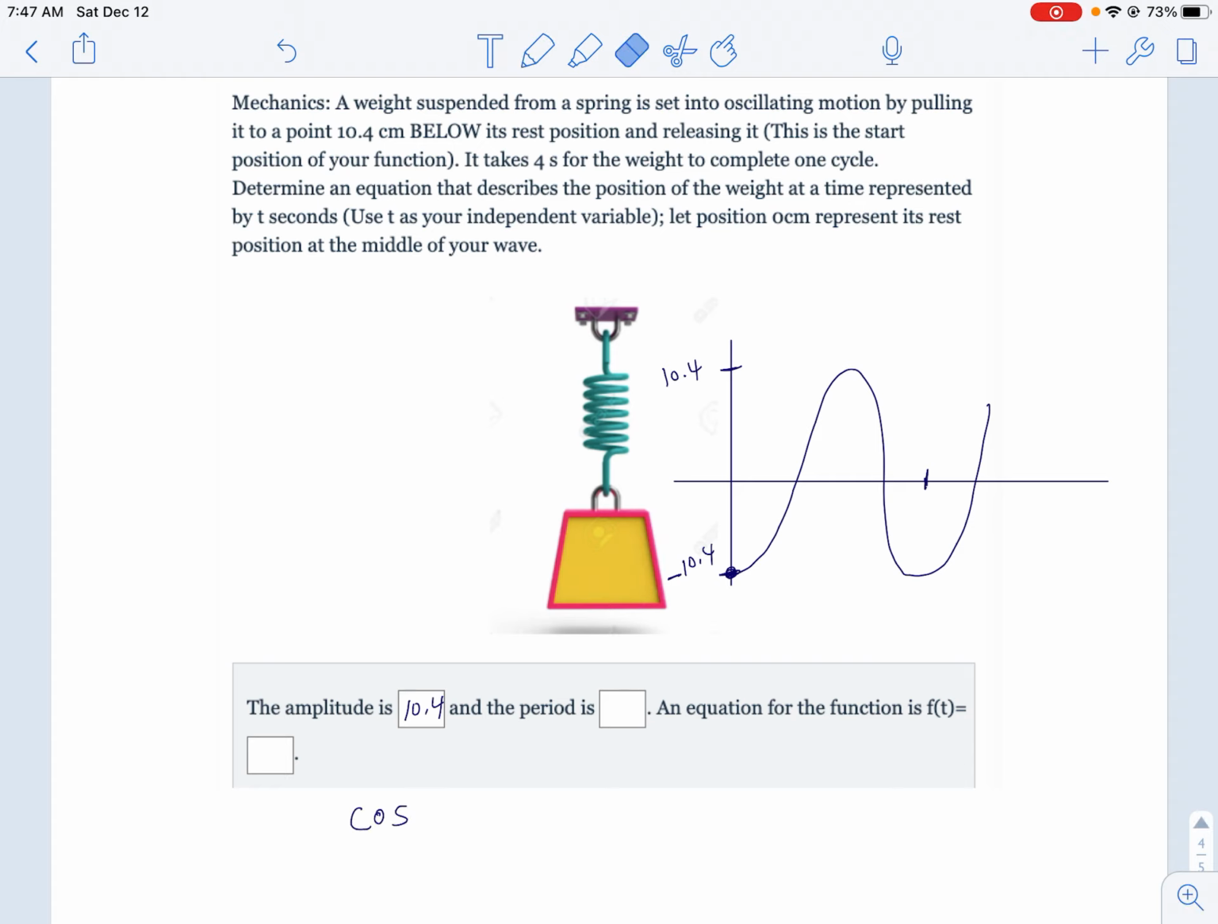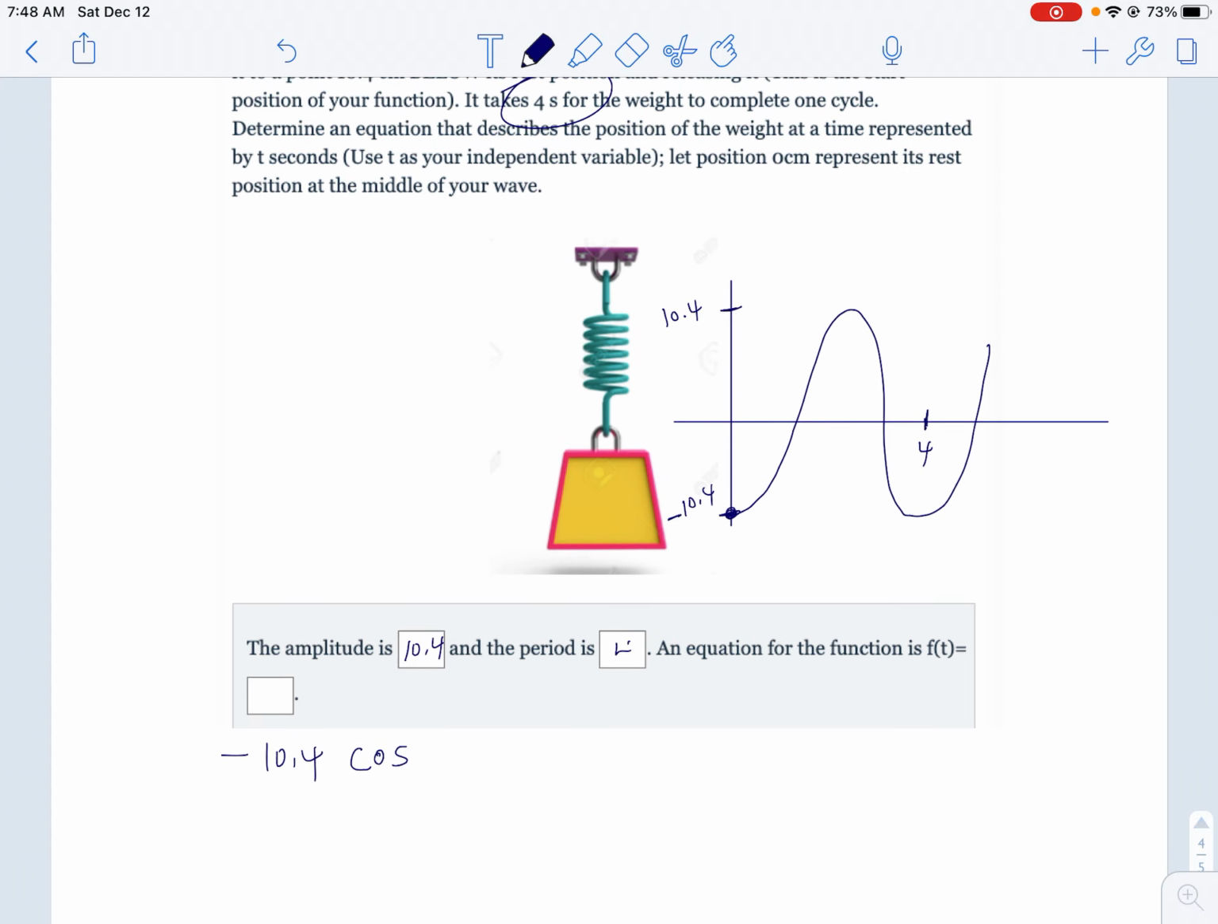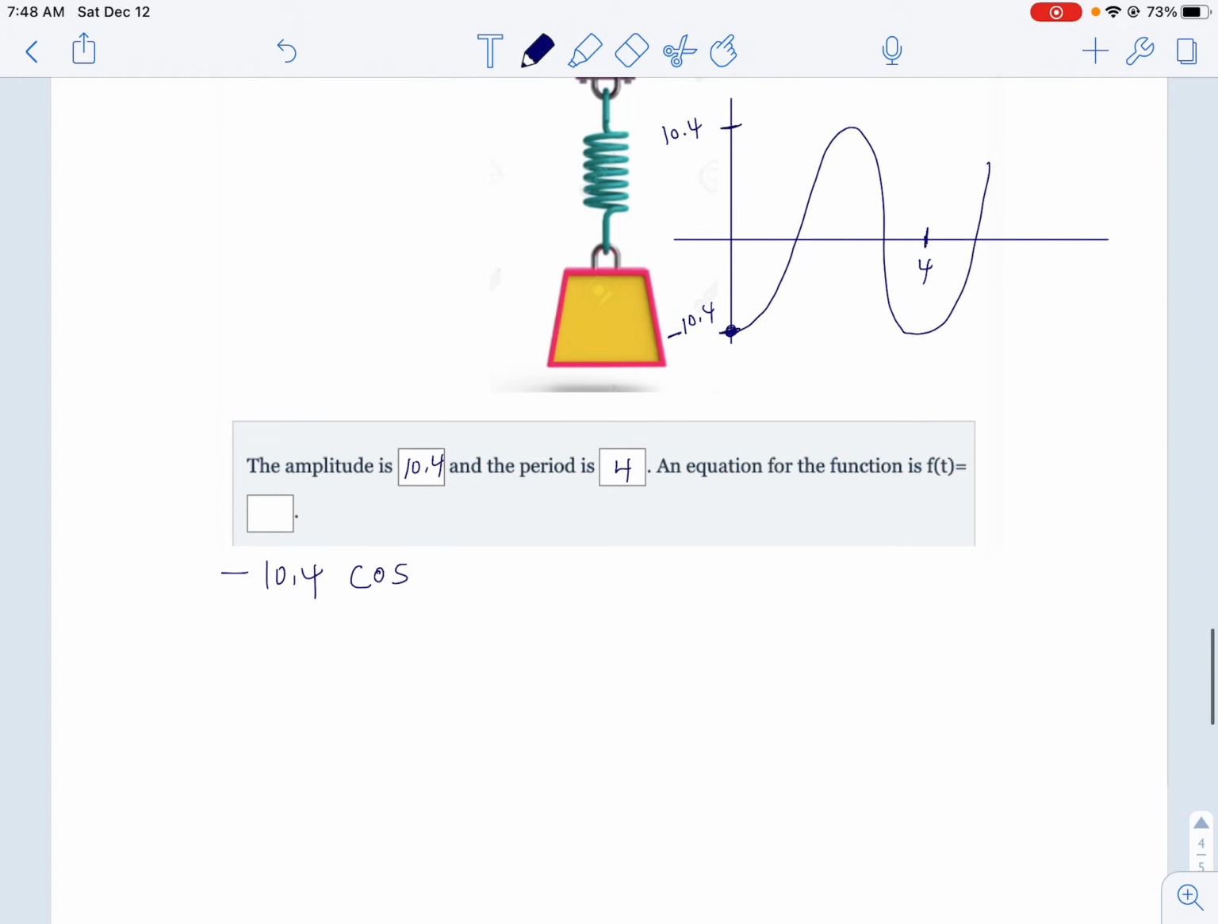All right, and of course, the hardest part is to get the period. They give it to me, 4 seconds for a complete cycle. So the period is just that, it's just 4. Again, in Delta Math, no need to put the unit in there. And of course, I need to do that step where I set the period equal to 2 pi over b. And when I cross multiply, really, you just switch those guys up. You get 2 pi over 4, which is half a pi. So it'd be 10.4 cosine pi over 2. Don't forget your variable t.